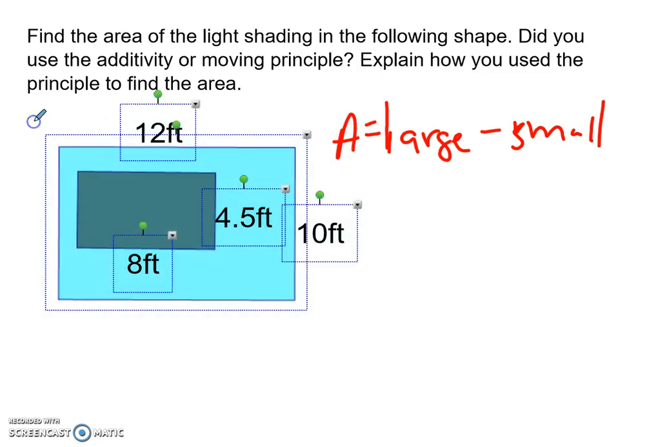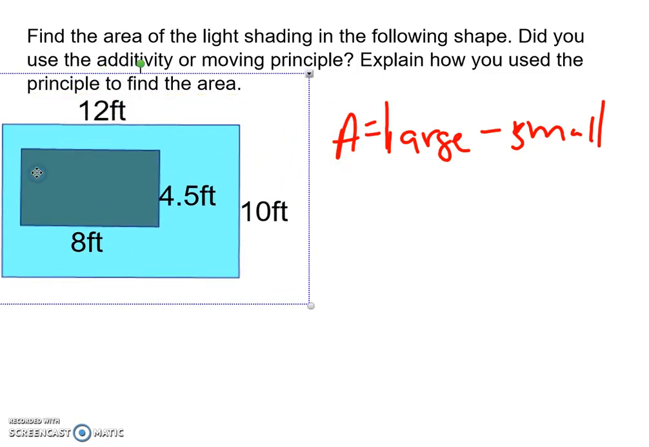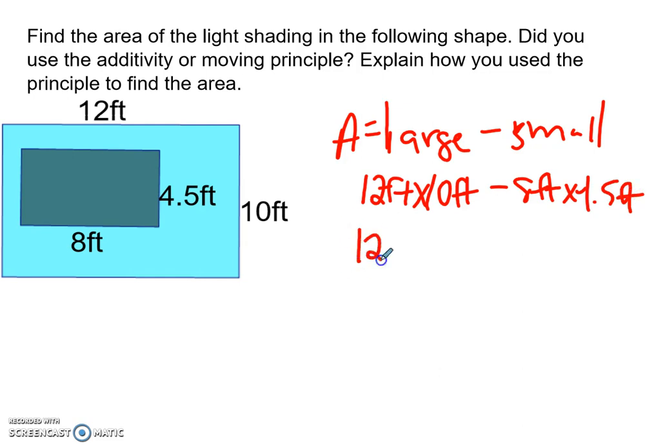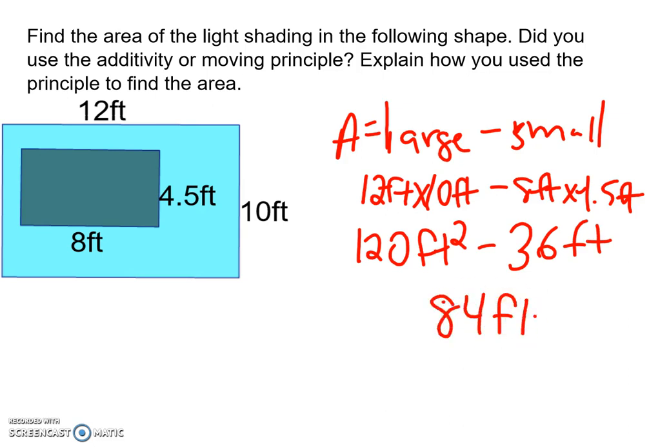And I'm going to take this, move it over a little bit, give me a little bit more room. So that would be a 12 foot by 10 foot area minus the 8 feet by 4.5 feet. That subtracts out that one little piece there. So I have 120 square feet minus 36 square feet. And when I subtract them, I end up at 84 square feet.